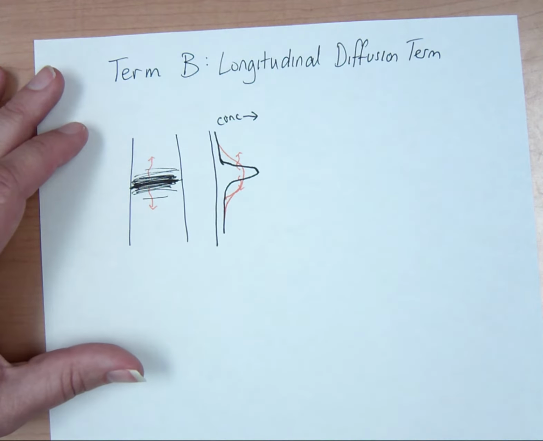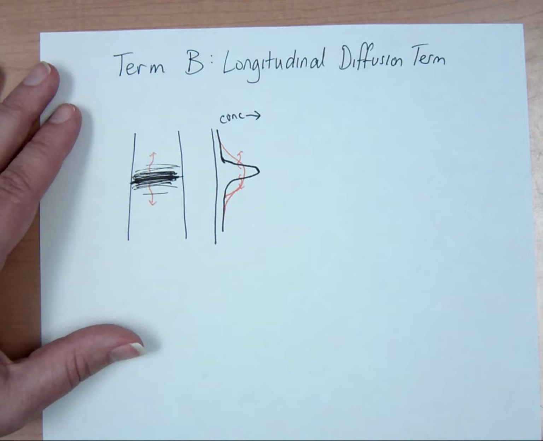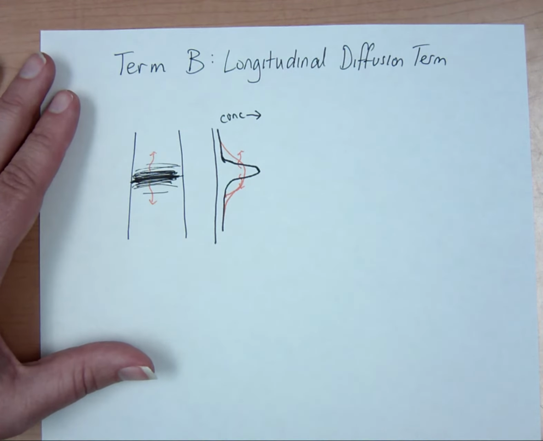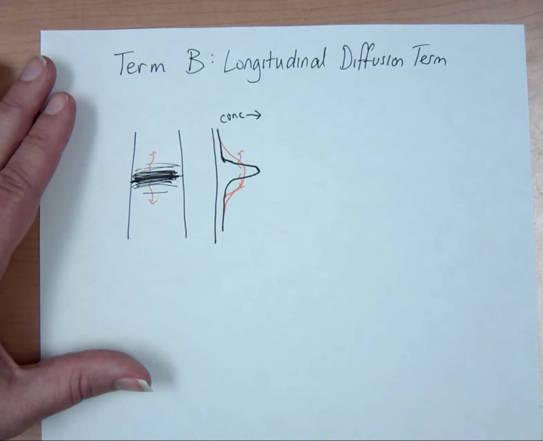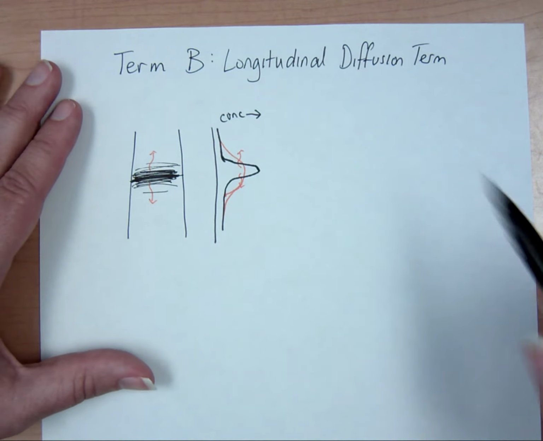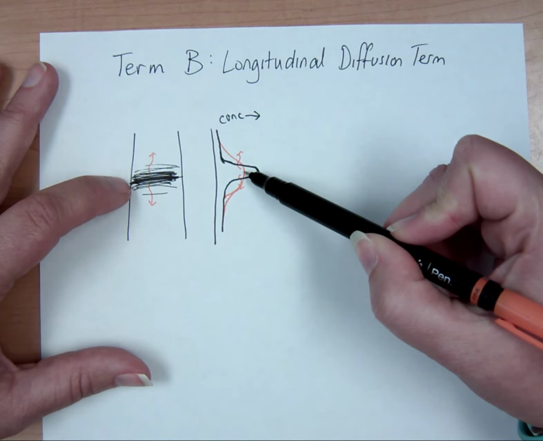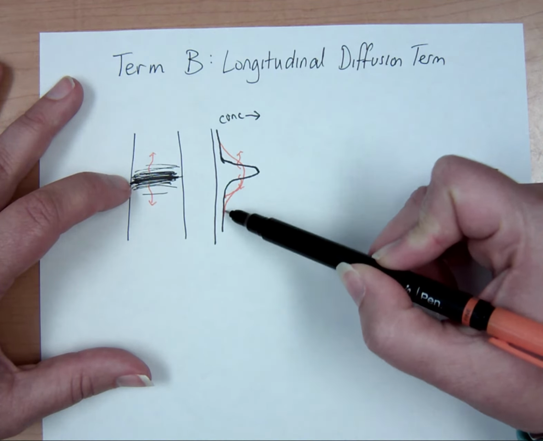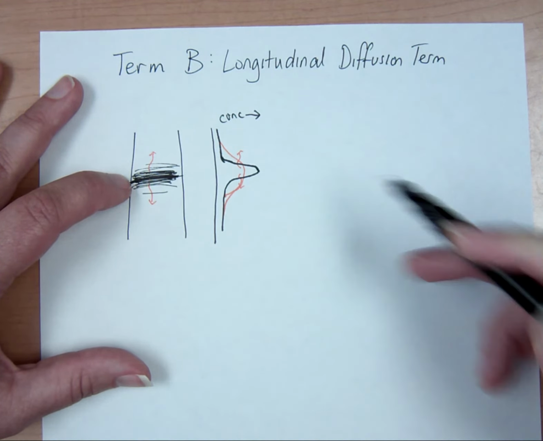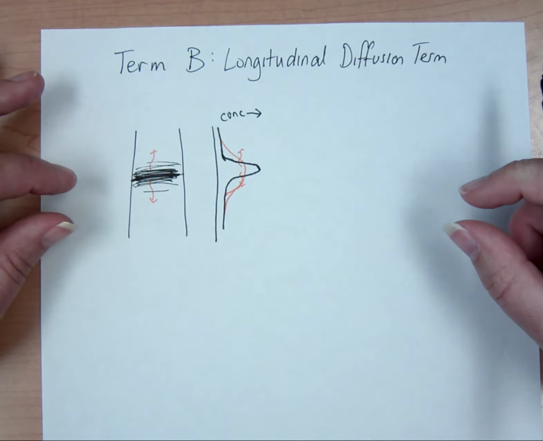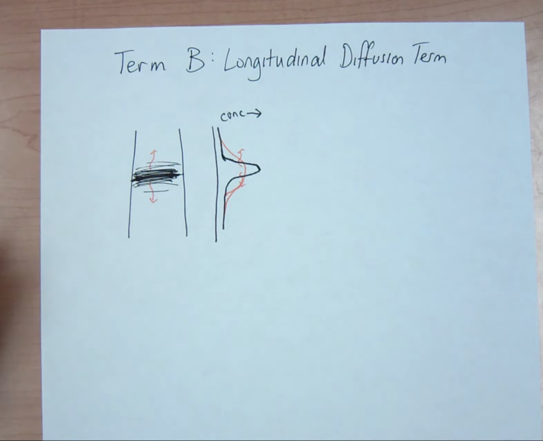So over time, we haven't changed how many molecules of the analyte we have present. What we simply changed is their spatial distribution, where now we have fewer in the center at that point of highest concentration and more in these exterior edges as this band sits and diffusion happens, and the band is going to broaden outward. Okay, so that's the premise of term B, the longitudinal diffusion.